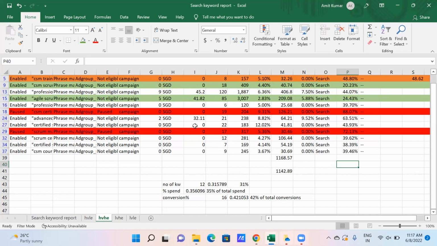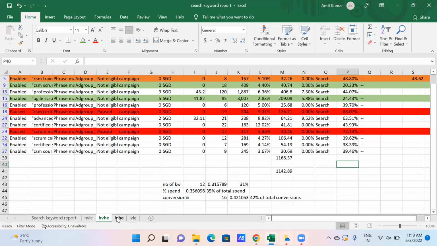Remove these red ones, reallocate on a pro rata basis, based on the conversion that we have generated. So if you see 20%, 24%, we need to scale these two. These are the first priority. After that, if you have the budget, then you can think of doing further adjustments in these keywords.